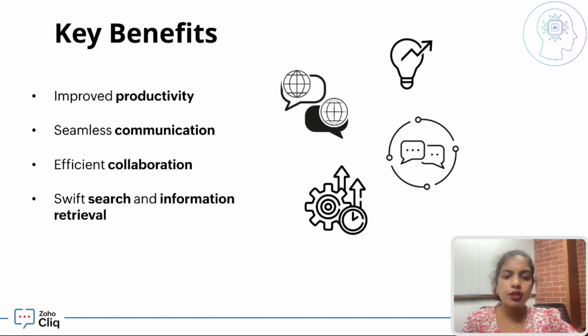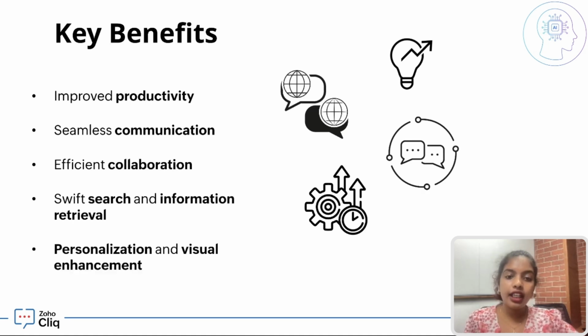And also, with its capability for swift search and information retrieval, AI empowers users to access relevant data in seconds, streamlining decision-making processes. Finally, AI offers personalization and visual enhancement, creating tailored experiences that cater to individual user preferences and boosting engagement. So these are just a few benefits, and together these benefits illustrate how AI is not just a functionality in addition to a tool, but a transformative force in the modern workplace.